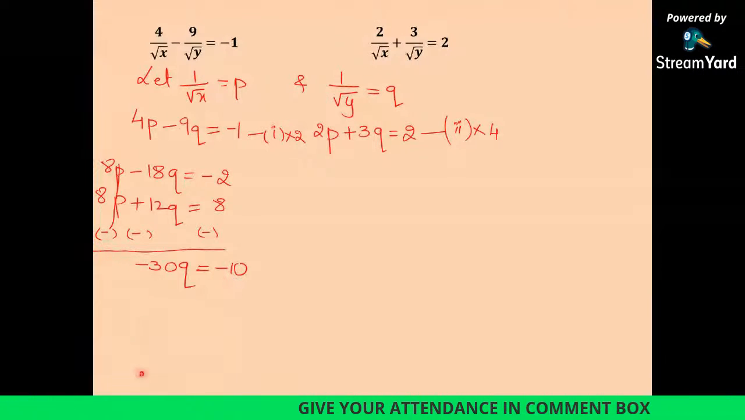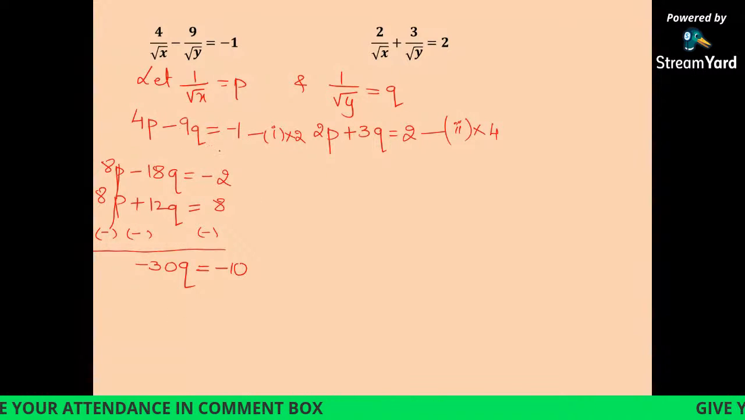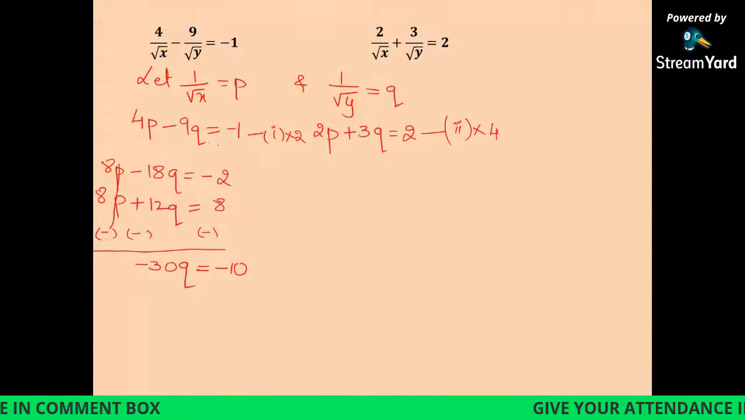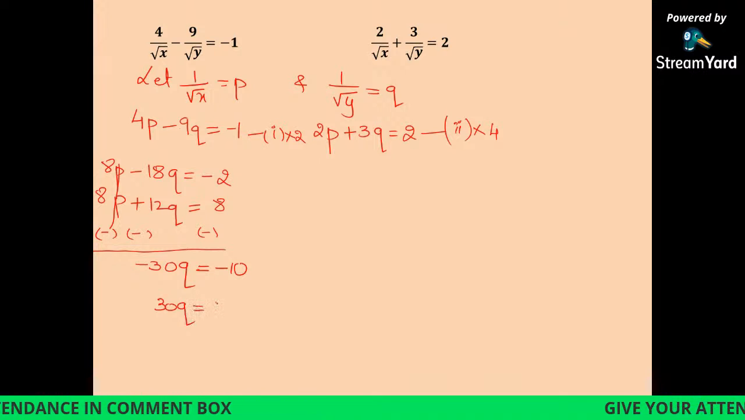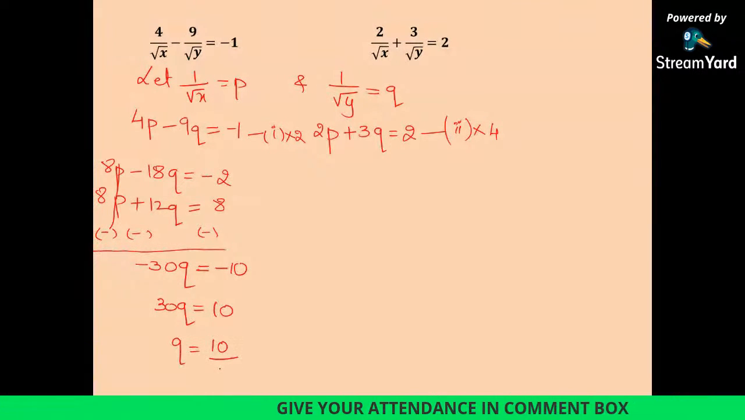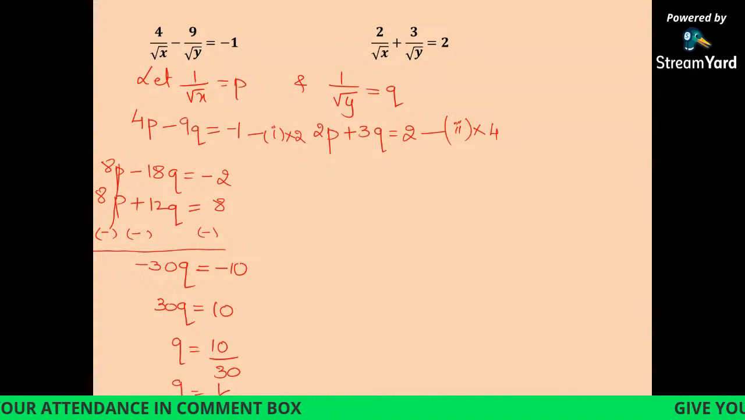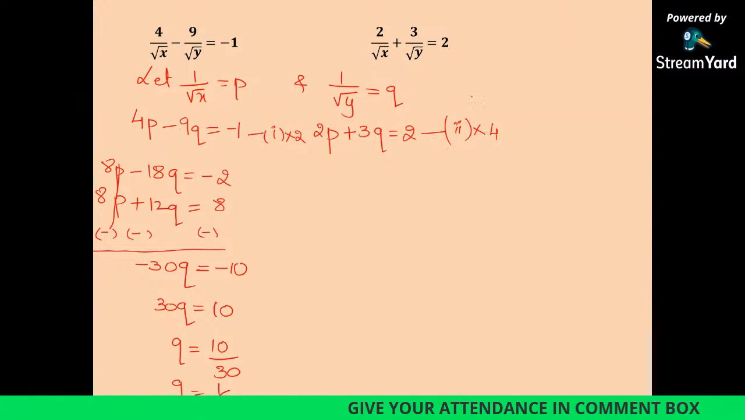Now the next part: negative signs get cancelled and you are going to get 30q is equal to 10, and q is equal to 10 by 30, and q is equal to 1 by 3. This is our answer for q.